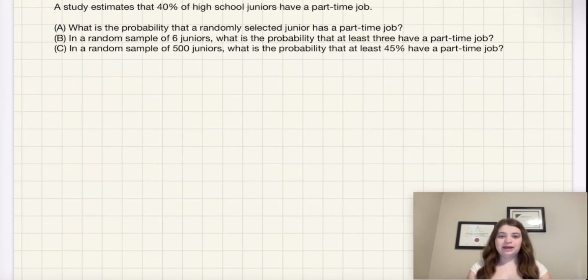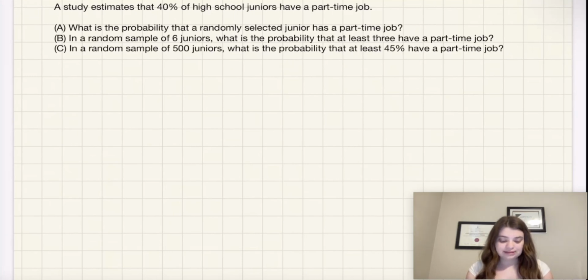Today we're going to be doing another free response question that's related to the binomial distribution and also the central limit theorem, specifically involving the normal approximation to the binomial distribution. All right, so a study estimates that 40% of high school juniors have a part-time job.